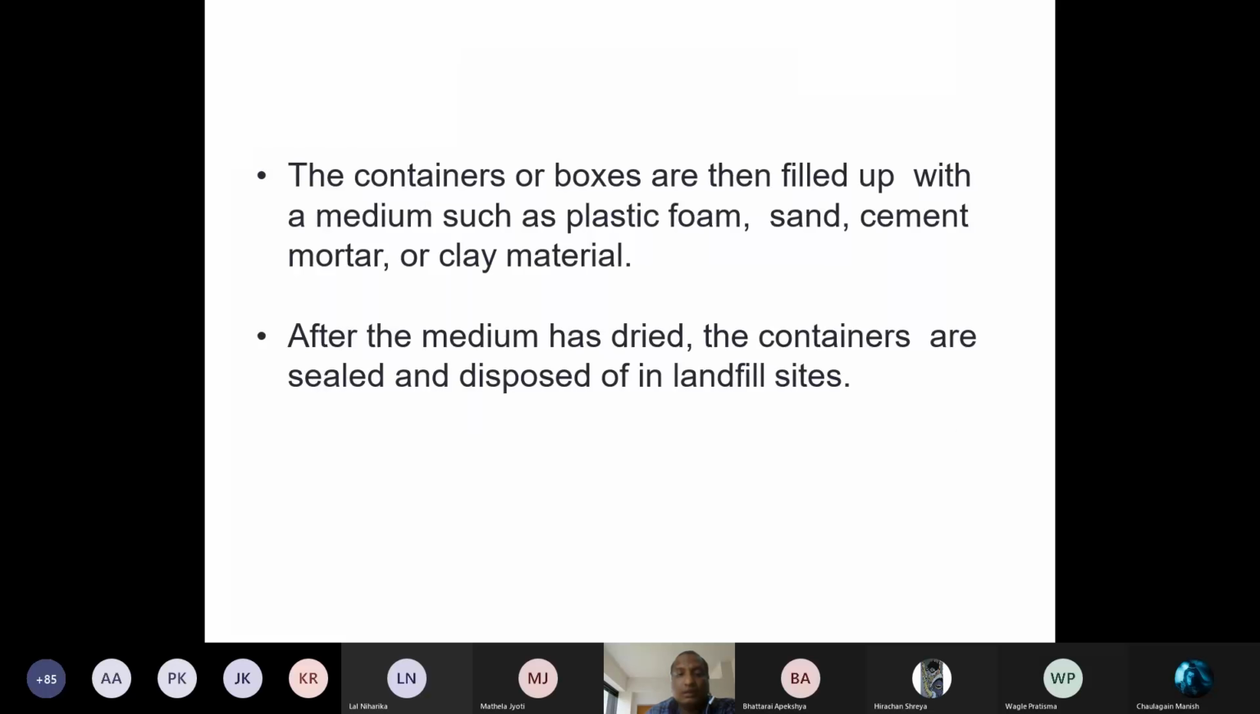Then, so this is the thing. The container or box is filled up with a medium, like a plastic box, so that it is safe. Suppose you buy a television or a refrigerator, then there is a box, and plastic foam is put in the bottom, above, and on the sides also, so that if something happens, it will protect it and keep it from moving.